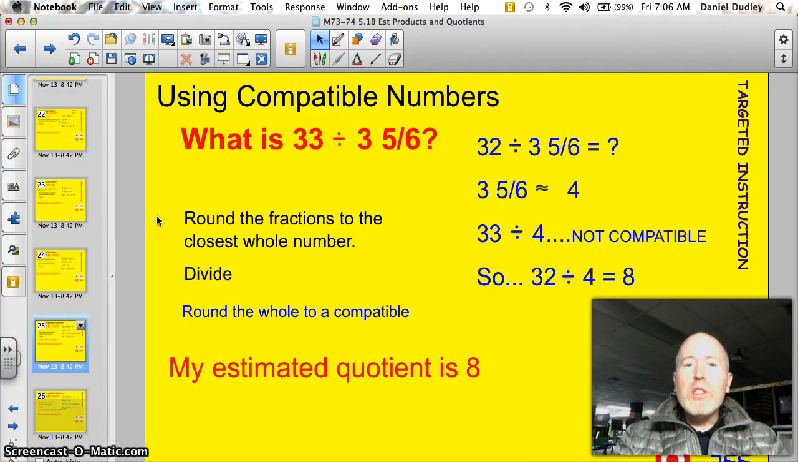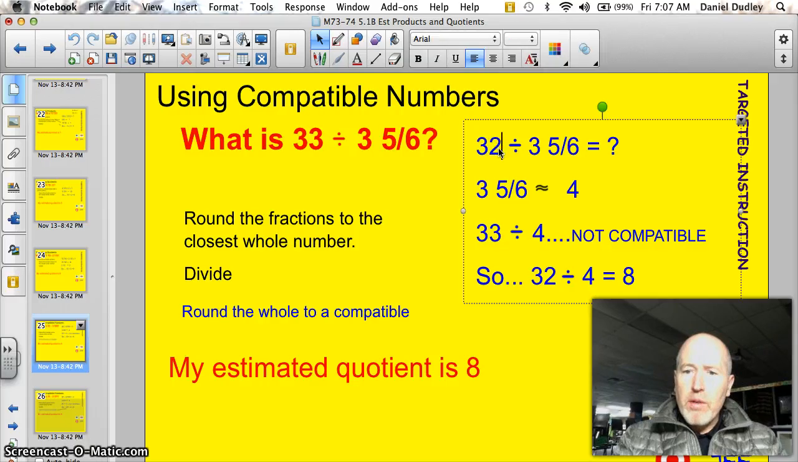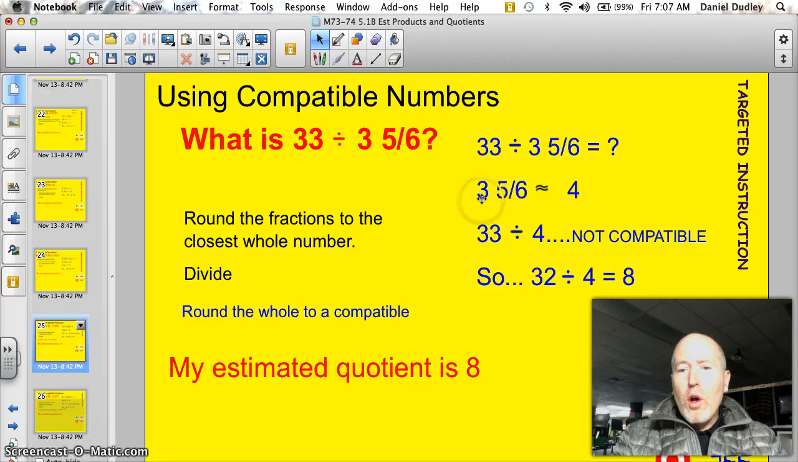Sometimes we need to use compatible numbers. I'll show you as we work through this example. 33 divided by 3 and 5/6. I'm going to change this guy right here. Sorry about that. So I write out my numbers. 3 and 5/6, well, that's about 4. So I've got 33 divided by 4. Those numbers are not compatible. They don't work well together, do they?